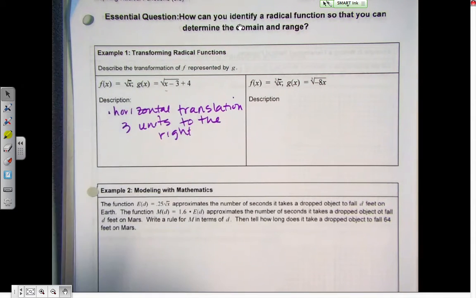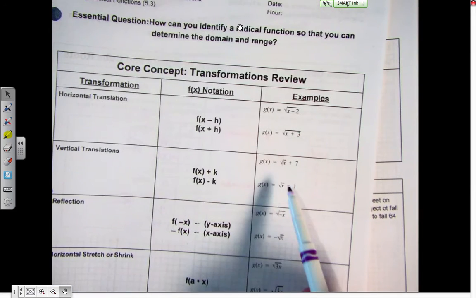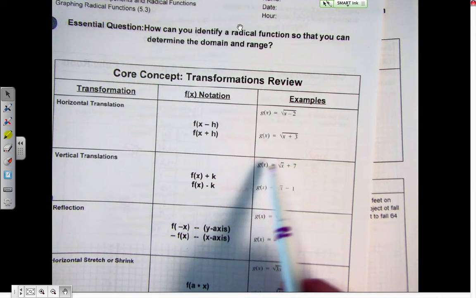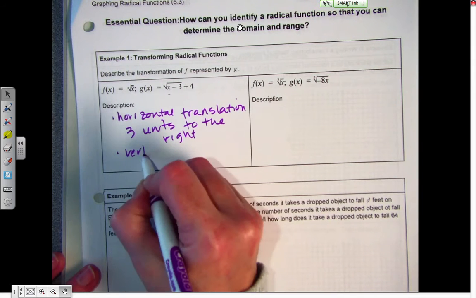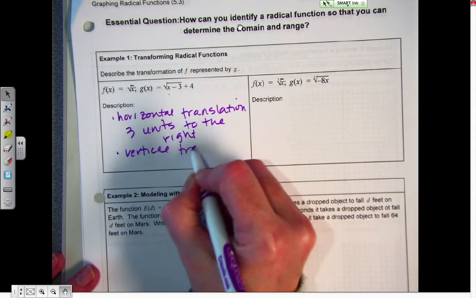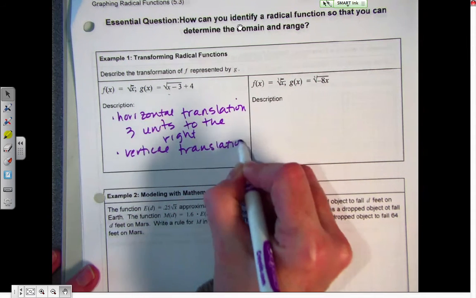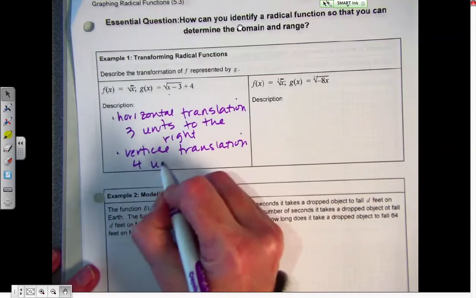And the +4 is outside of the square root sign, so it looks like this. So that is a vertical translation, 4 units.